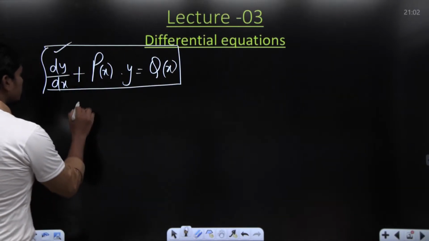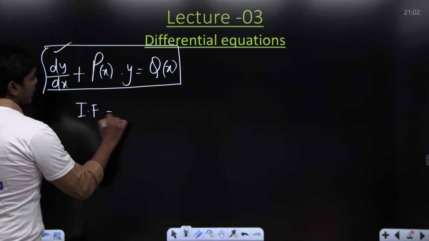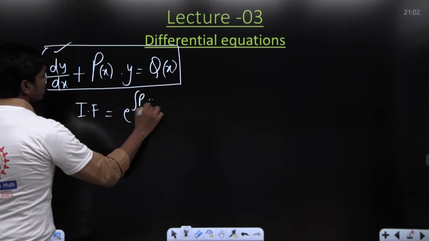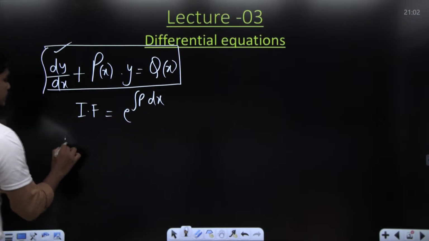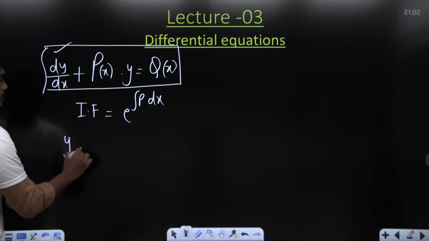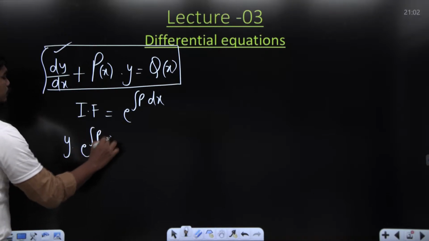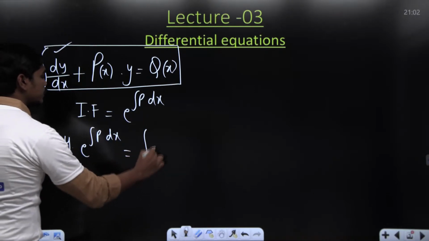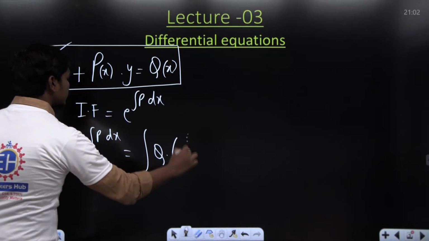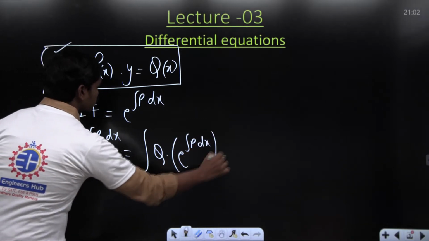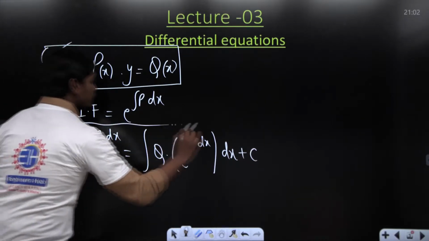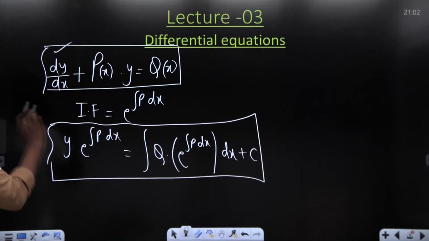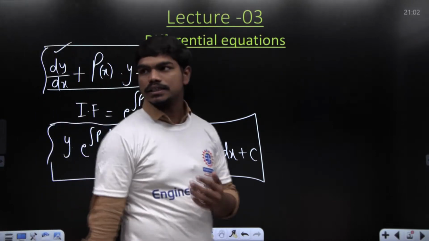I have told you what an integrating factor is: IF is equal to e power integral p dx, p of x dx, of course. If you obtain this integrating factor, then the solution of this differential equation is y into e power integral p dx, equal to integral q times e power integral p dx, whole dx, plus a constant. Did we see this in yesterday's class? Please type in the chat box. Did we see this particular solution of this kind of equation in yesterday's class?